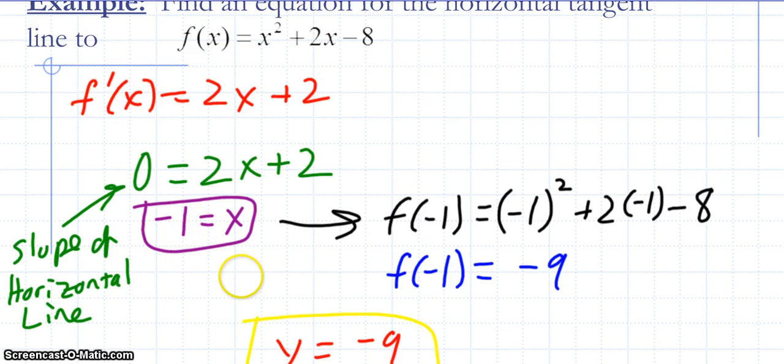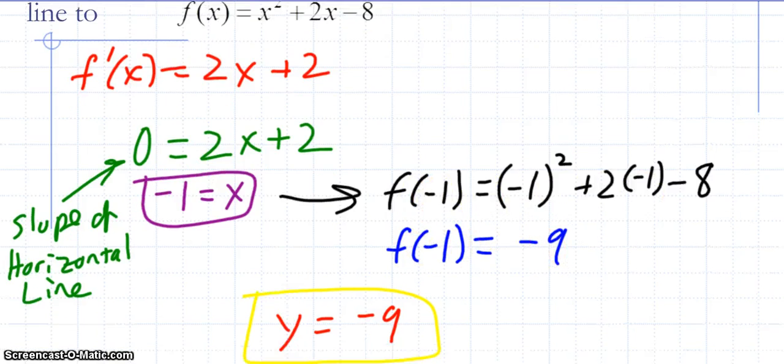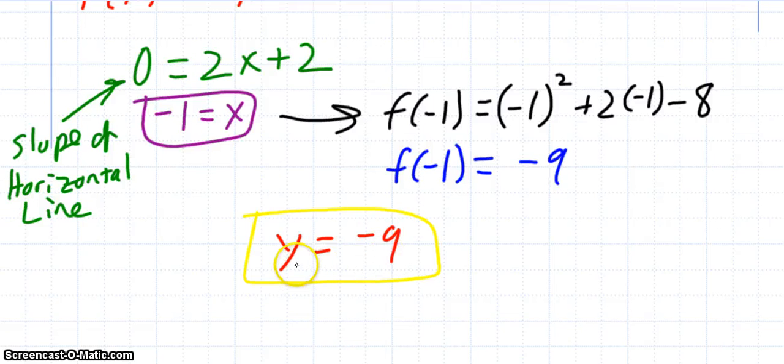What is the y value there? Because I know the equation of a horizontal line is y equals a number. So now I want to plug in negative 1 into the function to find the y value. So when I plug in negative 1, f of negative 1 is negative 9. So the equation of my horizontal tangent line is y equals negative 9.